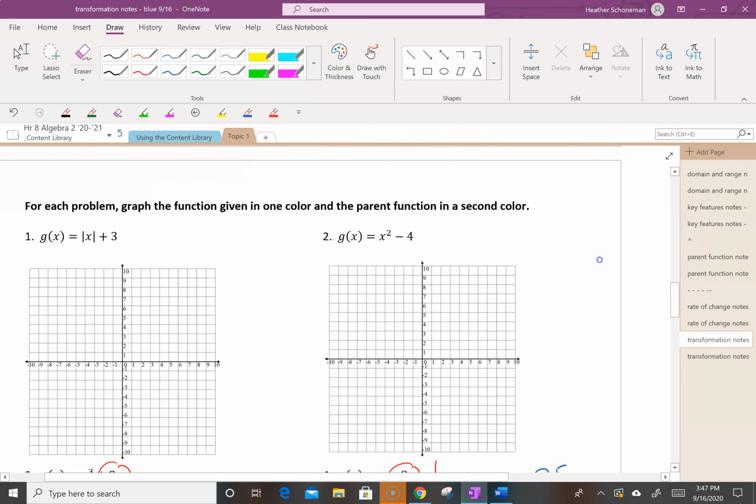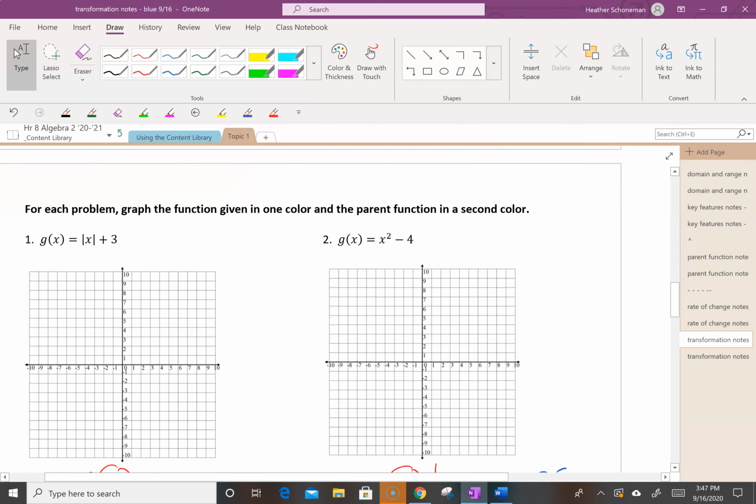Okay, so let's talk about how we're going to do this. So on the first one, we need to figure out first what the parent function is. So we're going to look at this equation we've got and figure out which one of our 5 parent functions it is closest to. Well, the parent function that it's closest to is the absolute value of x, the absolute value.